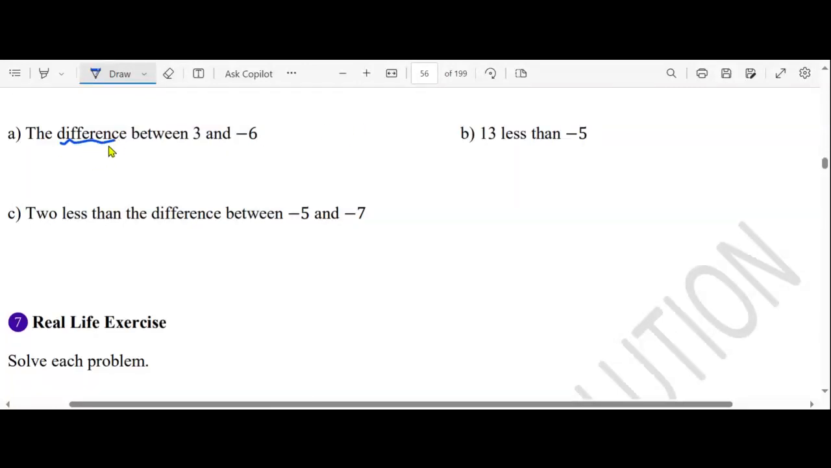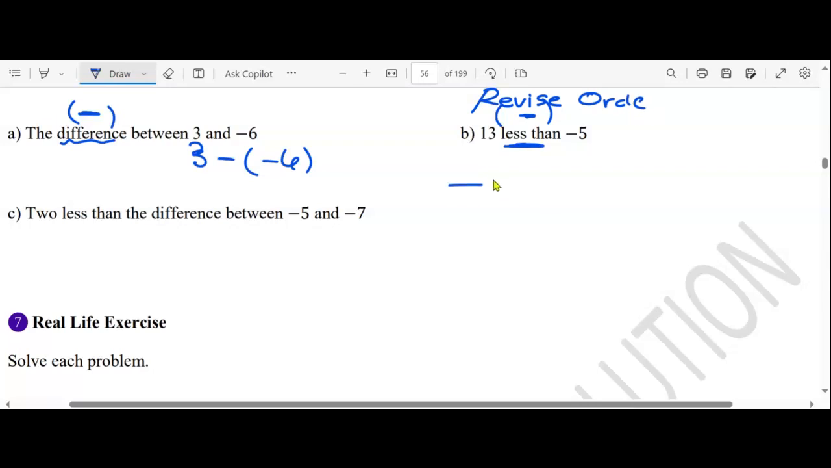The difference. Okay, let's take a look at this one here. The difference. What does difference mean? Subtraction. So 3 minus 6. Okay? Less than means what? Minus. But you have to do what? Revise the order. So you put -5 here, minus 13. Is this clear or not clear? Less than means what?